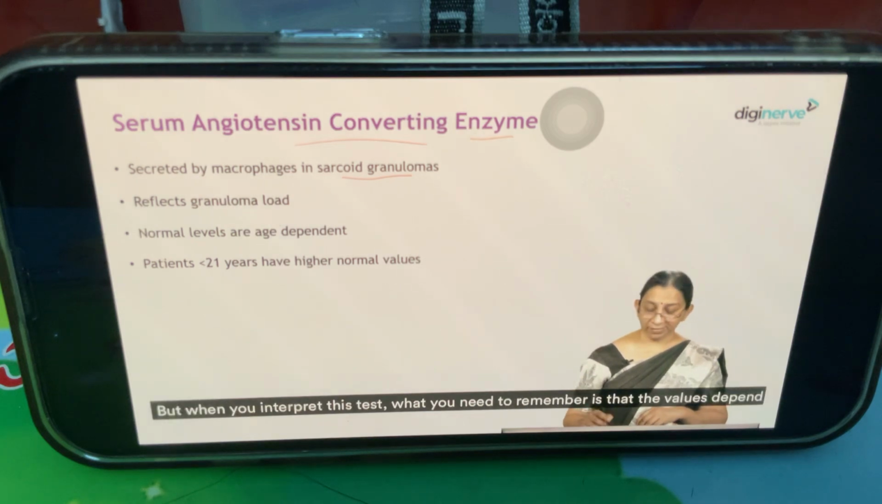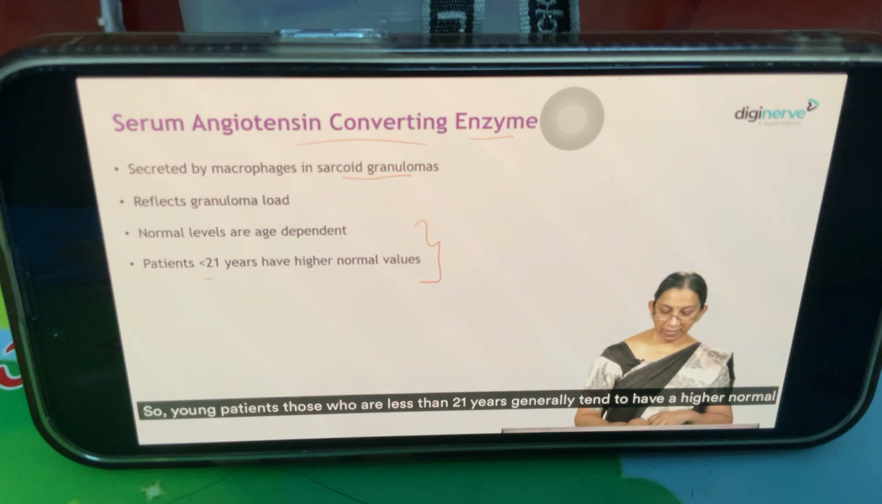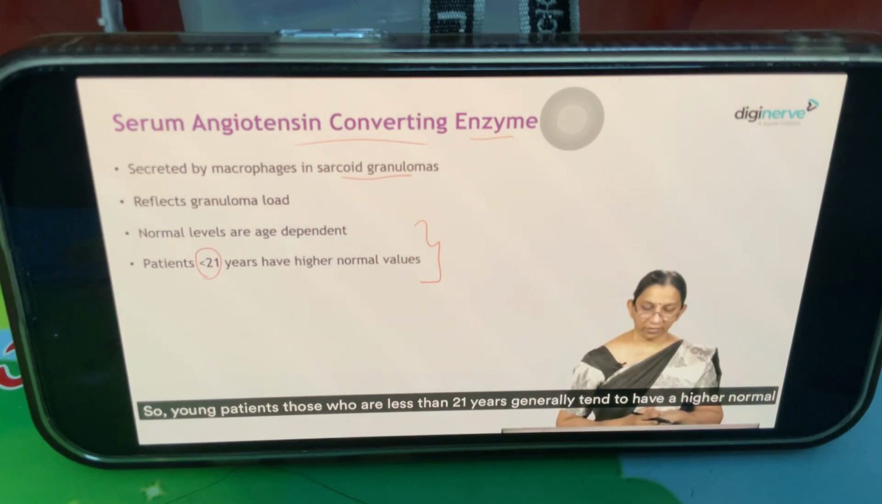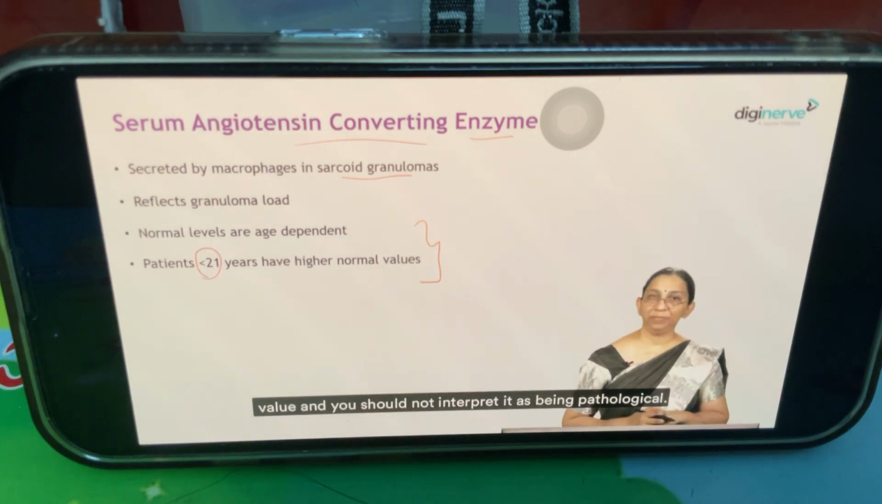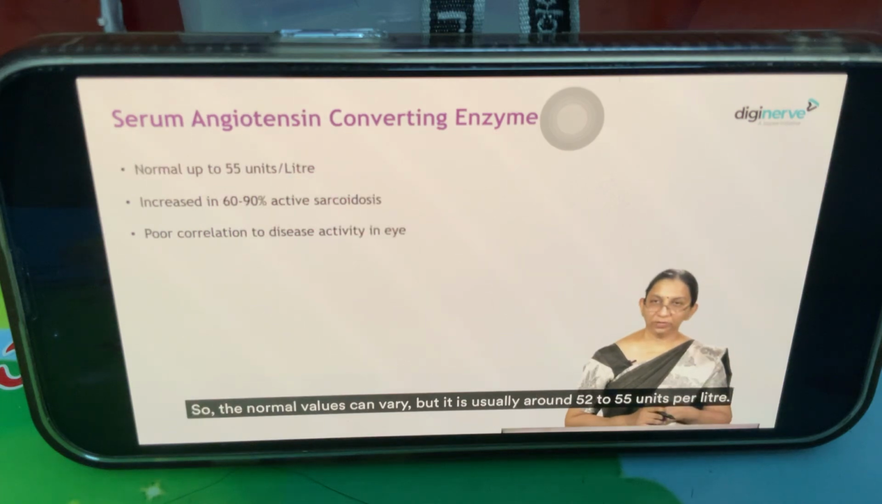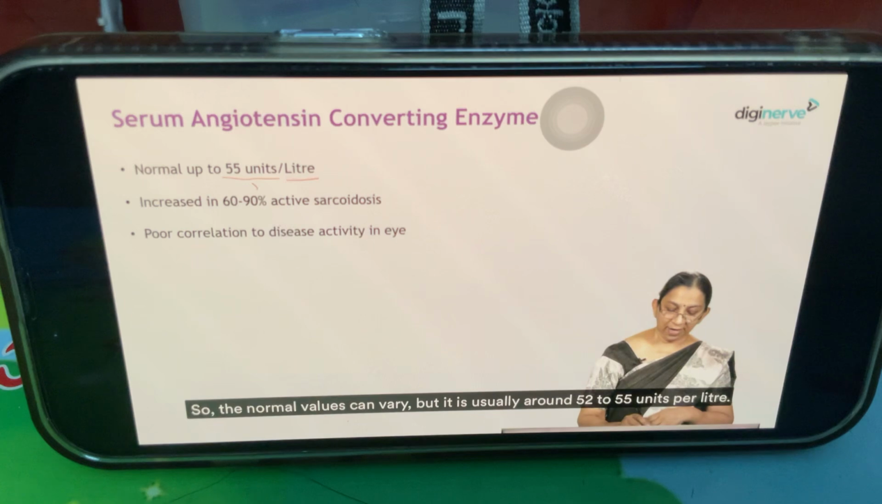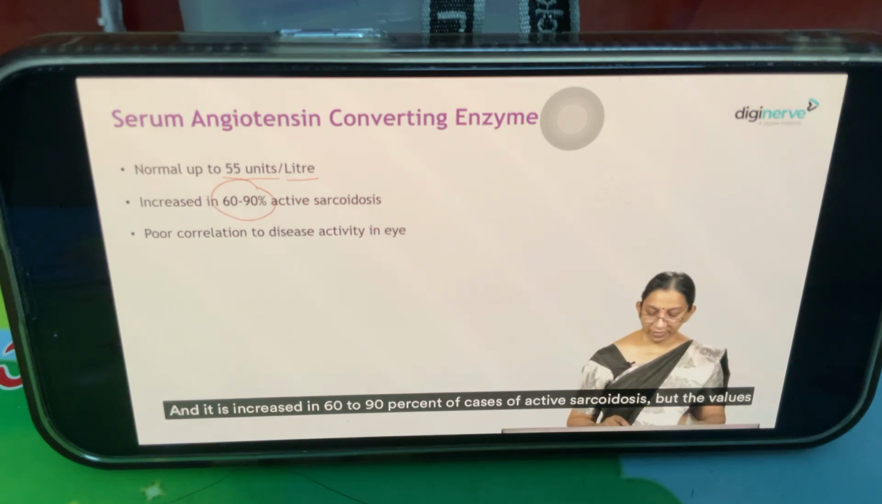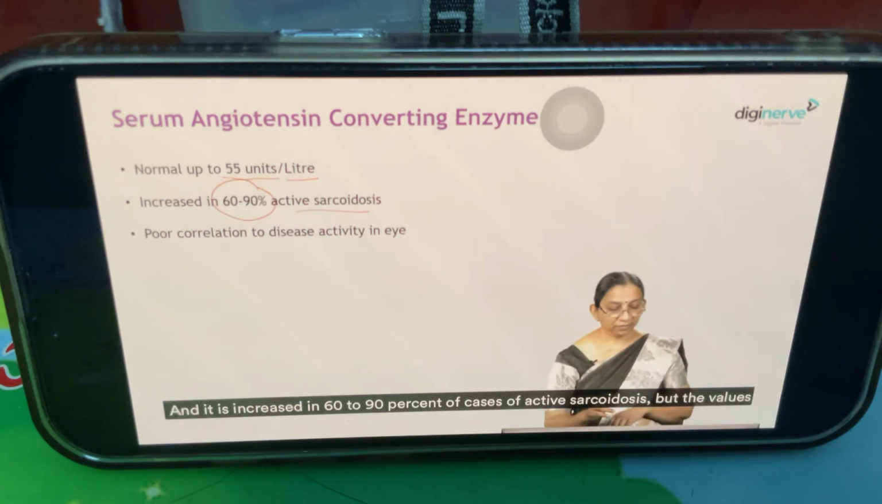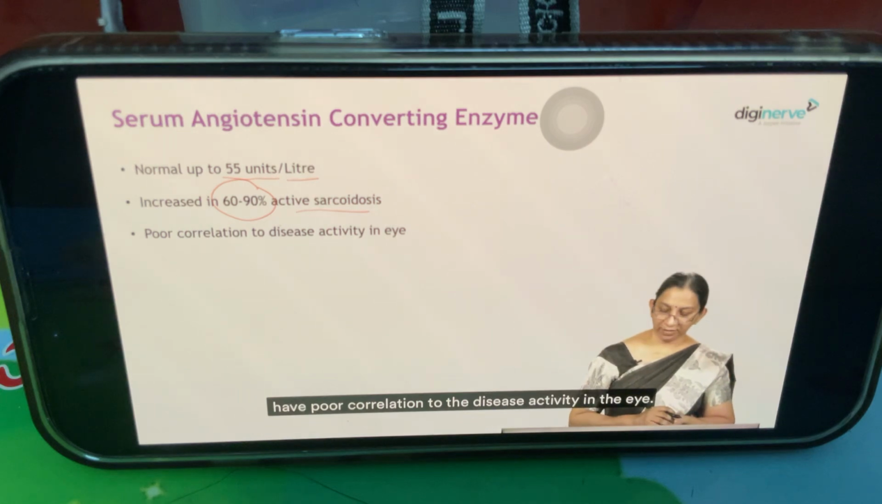But when you interpret this test, what you need to remember is that the values depend on the age. So young patients, those who are less than 21 years, generally tend to have a higher normal value, and you should not interpret it as being pathological. So the normal values can vary, but it's usually around 52 to 55 units per liter, and it is increased in 60 to 90% of cases of active sarcoidosis. But the values have poor correlation to the disease activity in the eye.